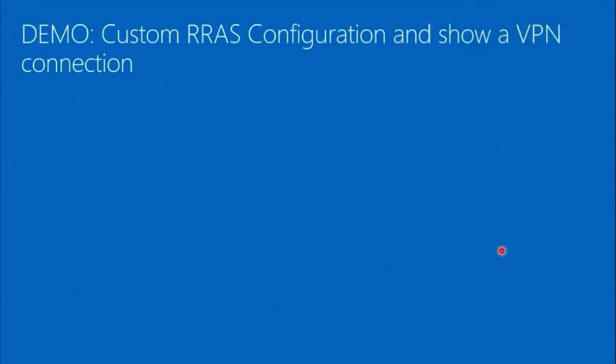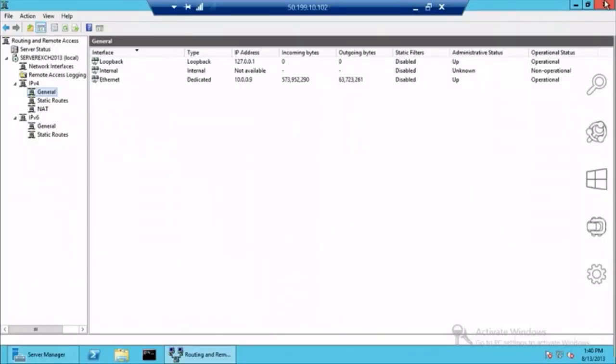Brings us to a demo, custom RRAS configuration, to show how a VPN connection would work. So let's go ahead and take a look at that. So that brings us to you. It does. Mr. It does indeed. I'm ready for this. So it was custom RRAS configuration. We actually talked about this in a previous module.